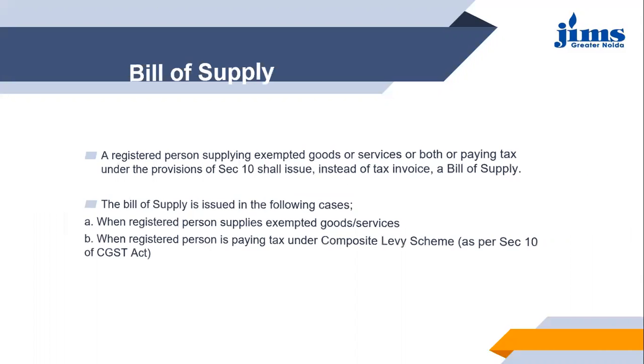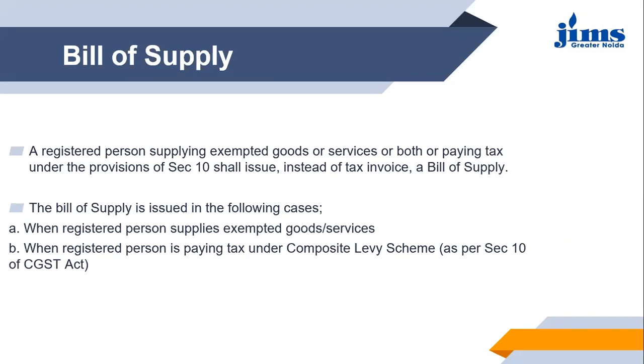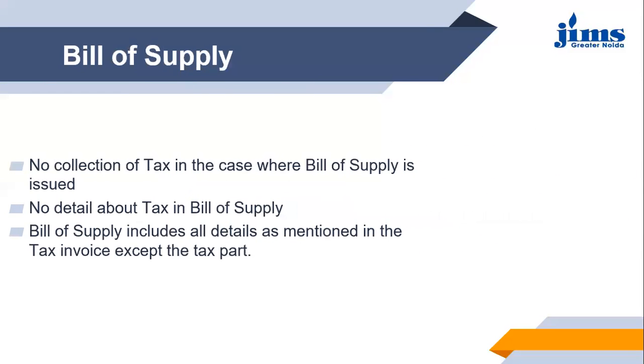Now we can see the bill of supply in detail. The bill of supply is basically the document where no collection of tax is there. So the first point of difference between the tax invoice and the bill of supply is that a tax invoice will always be generated where there are taxes to be paid by the recipient, which further have to be paid by the supplier to the government. But in case of a bill of supply, there will be no collection of tax by the supplier from the recipient of goods or services.